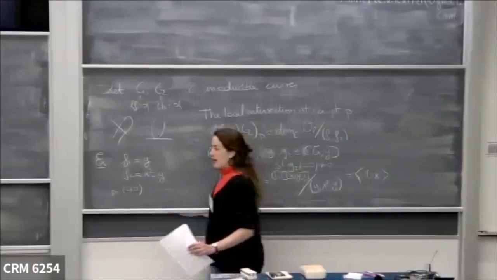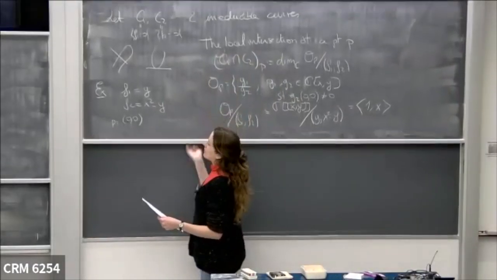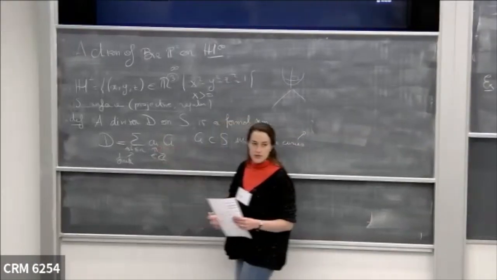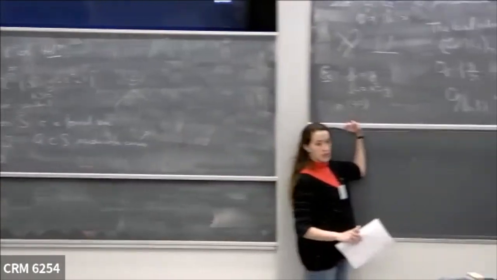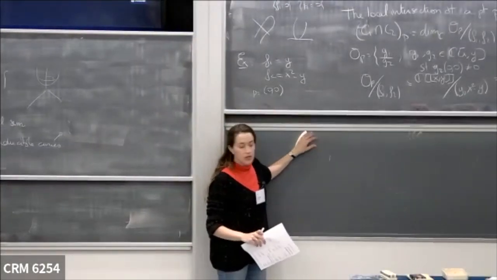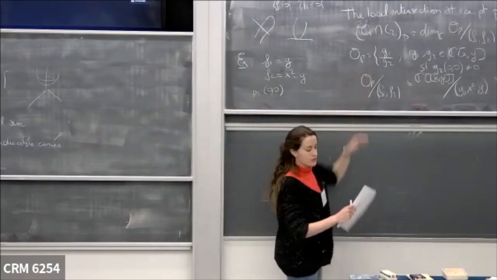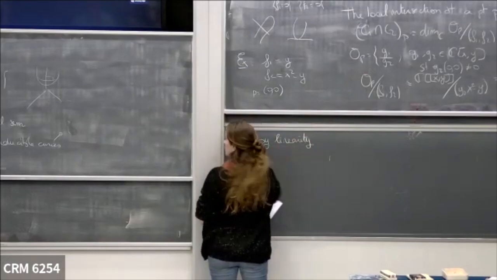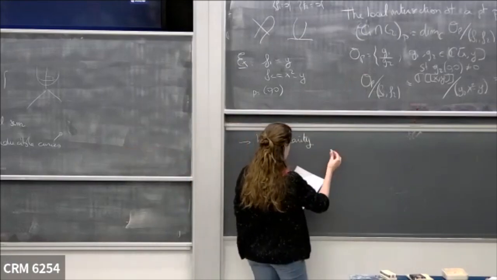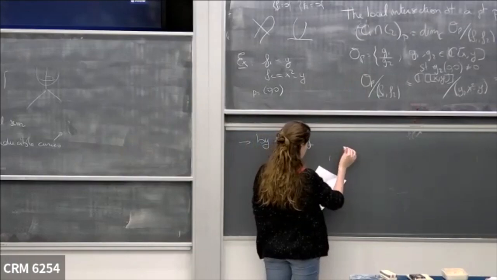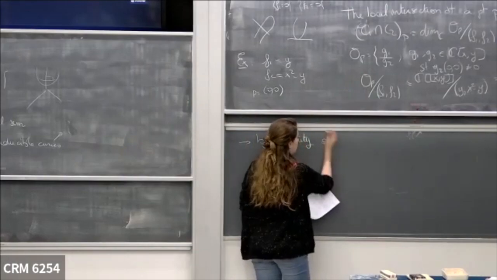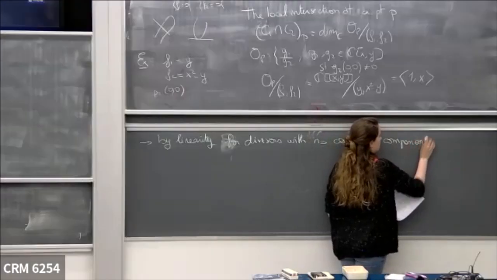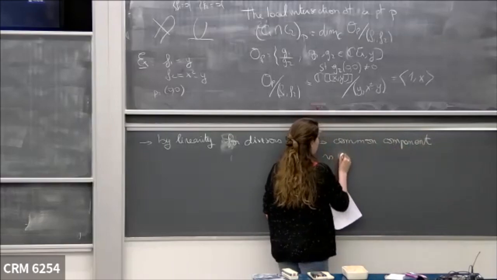Okay, and now I said that my objects are linear sums of divisors, so you just do the same. If you want to define the intersection, you do the local intersection, but you sum them. So by linearity for divisors with no common components, you get an intersection form on divisors.